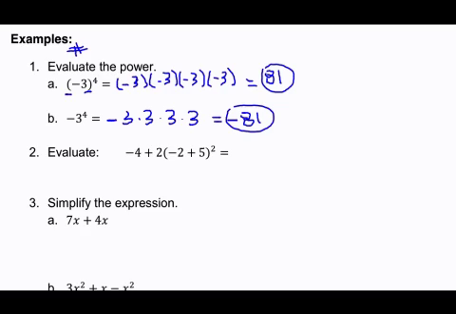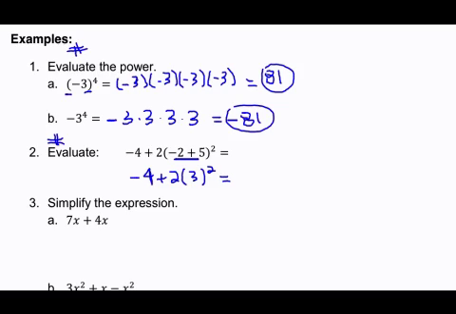Number 2, again, we are evaluating. So again, we're going to have a number answer. We're using order of operations. Again, we are going to start with parentheses or groupings. So notice we're going to start here with negative 2 plus 5, which is 3. So we have negative 4 plus 2 times 3 squared.